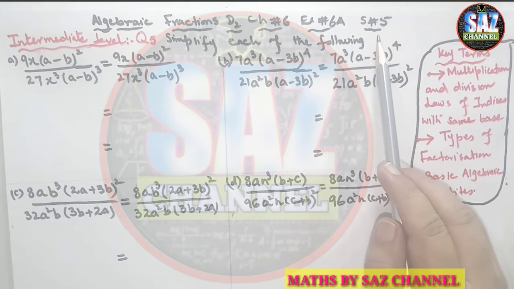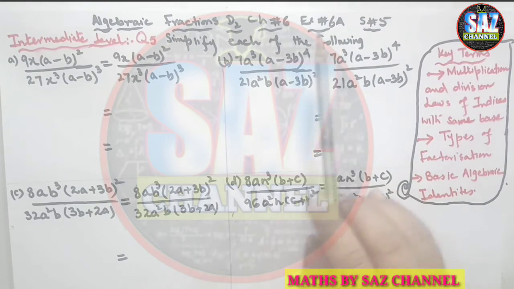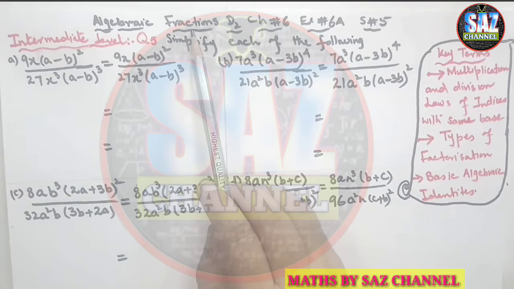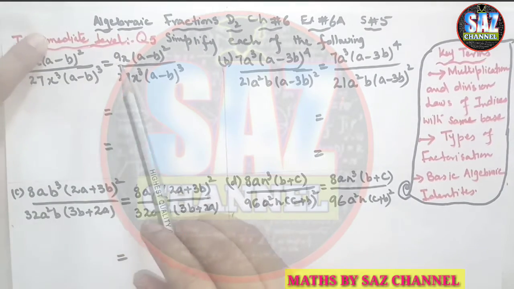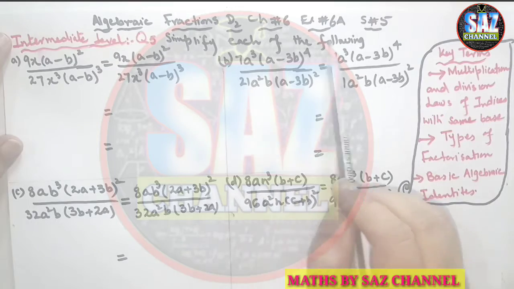This is my fifth lesson of D2 chapter number 6, exercise 6A, that is about algebraic fractions. In this lesson I will solve intermediate level question number 5 that says simplify each of the following.